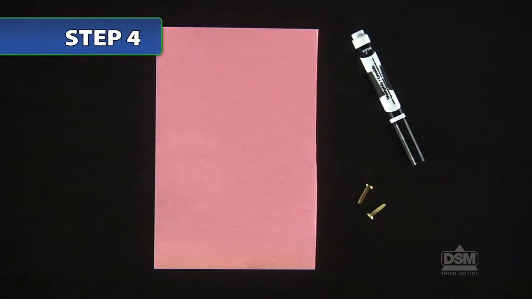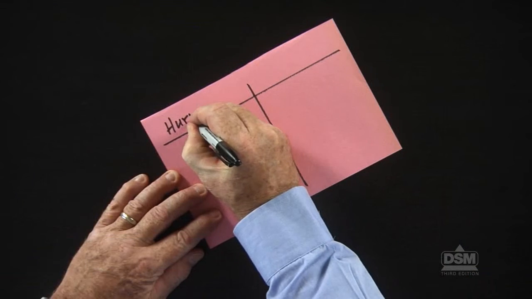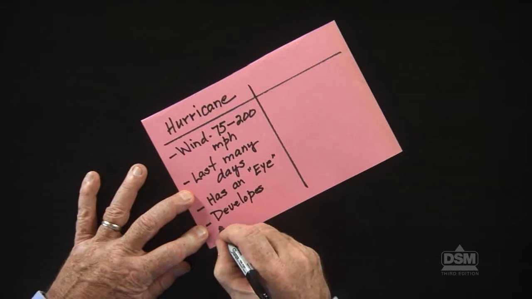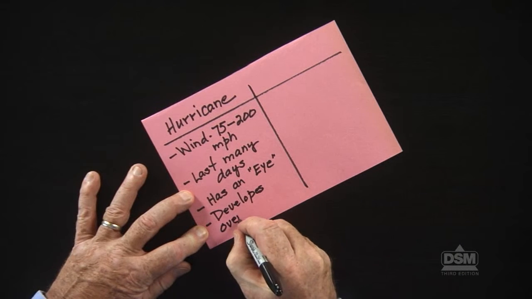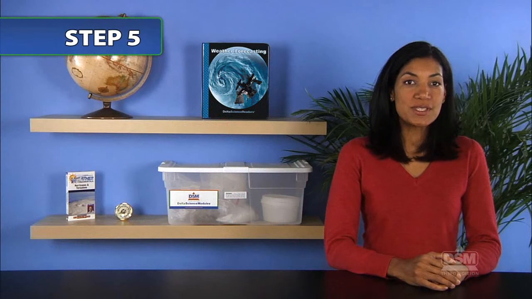Distribute a piece of construction paper, a marker, and 2 paper fasteners to each team. Have students align the paper horizontally in front of them and write hurricane on the upper left half. Have them list the characteristics of a hurricane below the heading. Next, remind students that tornadoes form over land.